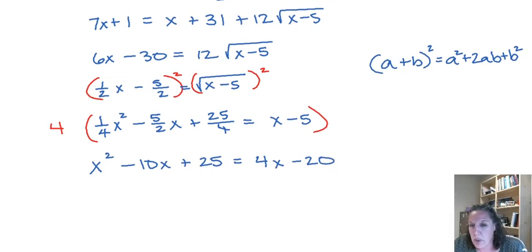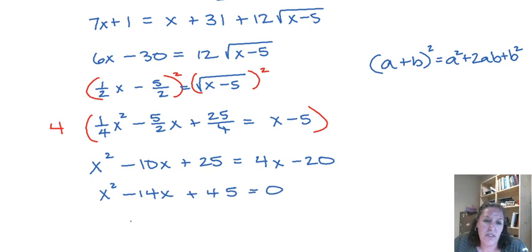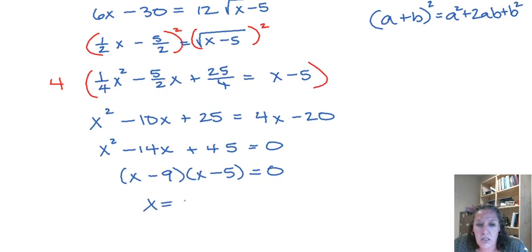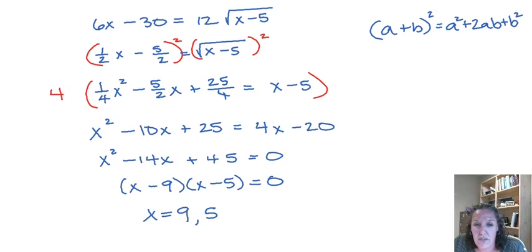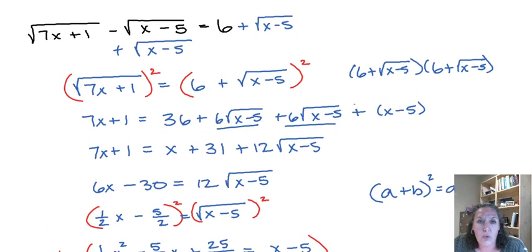Now these numbers look a little bit better. So this is a quadratic, move everything to one side. We'll get x squared minus 14x plus 45. And the factors of 45 that add to negative 14 are going to be negative 9 and negative 5. So we do get two solutions here, or two potential solutions, because we do need to check those, x equal 9 and x equal 5. We do want to check those in our original, so we're going to be plugging into our original here.